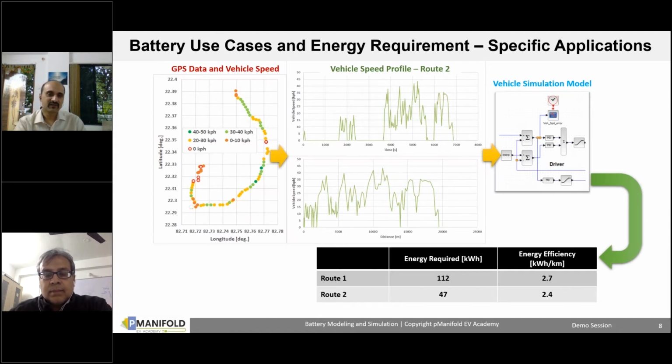how different drivers affect energy efficiency and range, how a mixture of those two can affect the range, and so on. So I also want to take this point like P Manifold EV Academy.